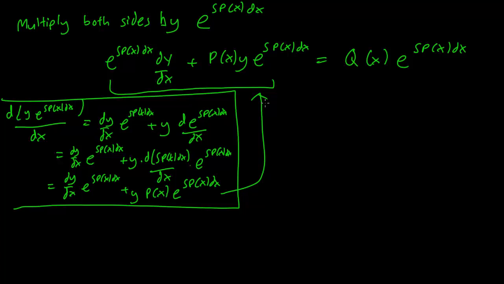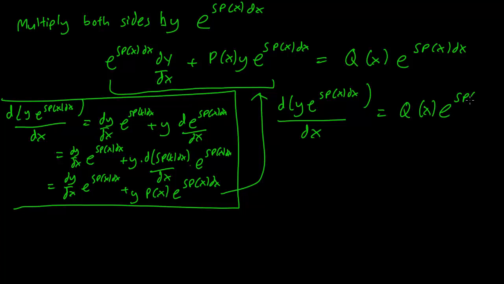Alright? So the point is that this is actually d/dx of y times e to the integral of p(x) dx, equals q(x) e to the integral of p(x) dx. Now writing the expression in this form allows us to take the antiderivative of both sides. So remember that the antiderivative of a derivative is just the function itself.